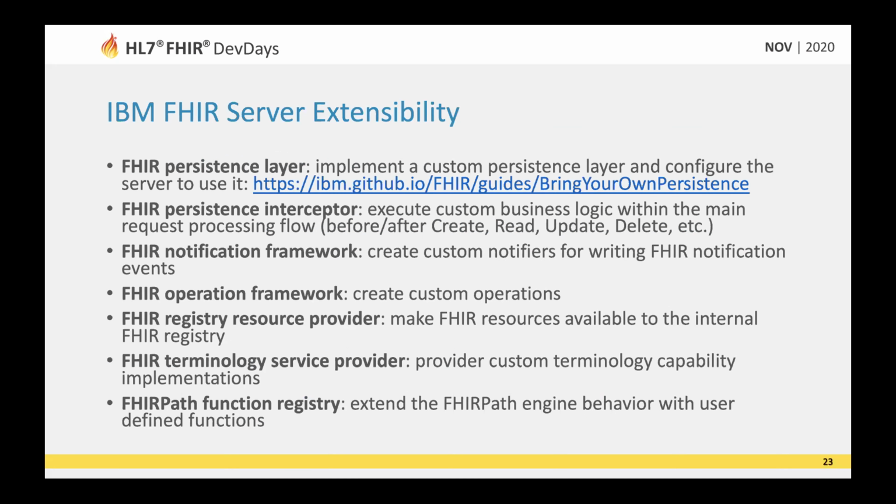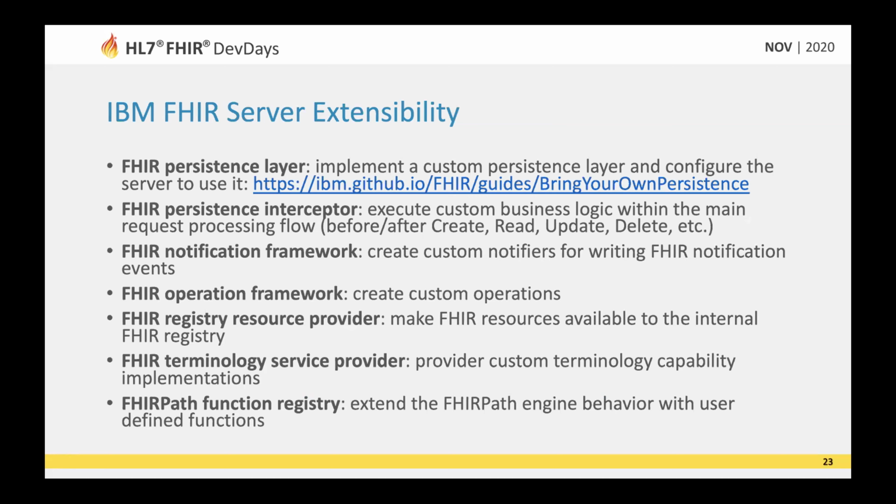All right, I want to talk a little bit about some of the ways that the FHIR server can be extended. So we have the FHIR persistence layer, one of the major 3 layers that we have in our architecture. It allows you to actually plug in your own custom persistence layer and configure the FHIR server to use it. We have a guide called Bring Your Own Persistence Layer if you're interested in what that means and how to do that. We have what's called a persistence interceptor.